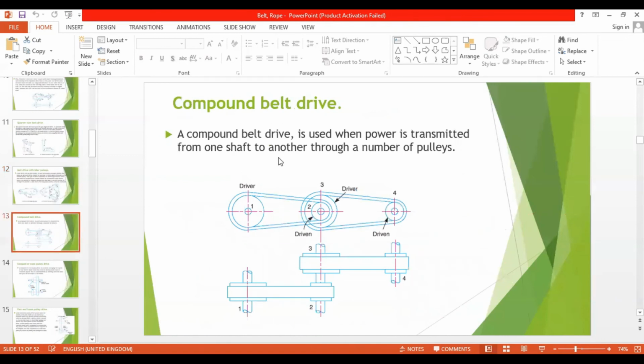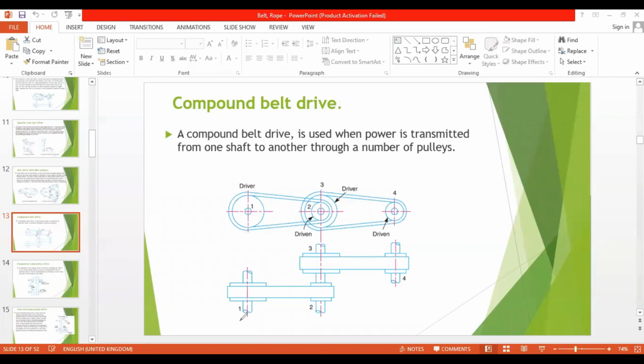Okay. Then we have the compound belt drive, right? Compound belt drive. So this is the top view, and here is the front view. Compound belt drive is used when power is transmitted from one shaft to another through a number of pulleys, right? Through a number of pulleys.